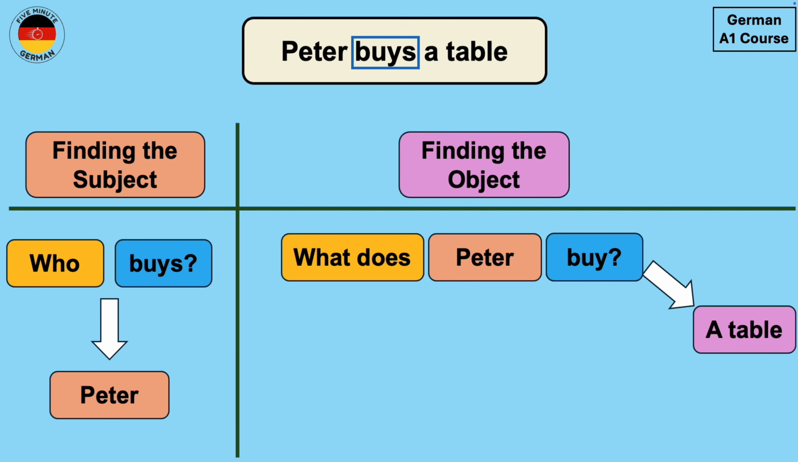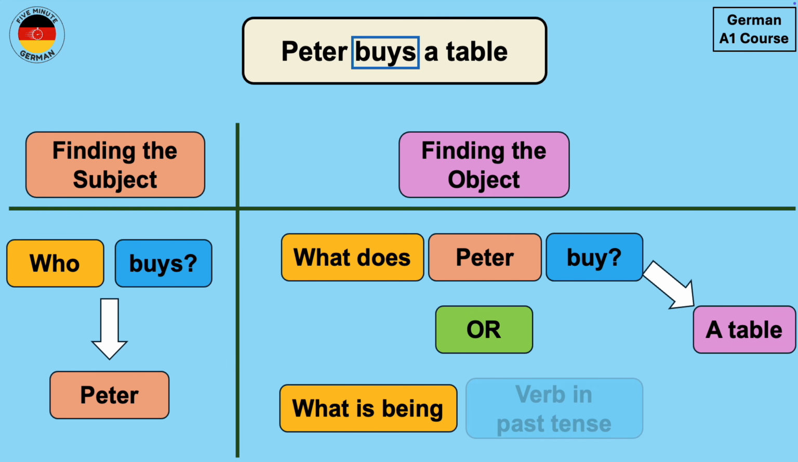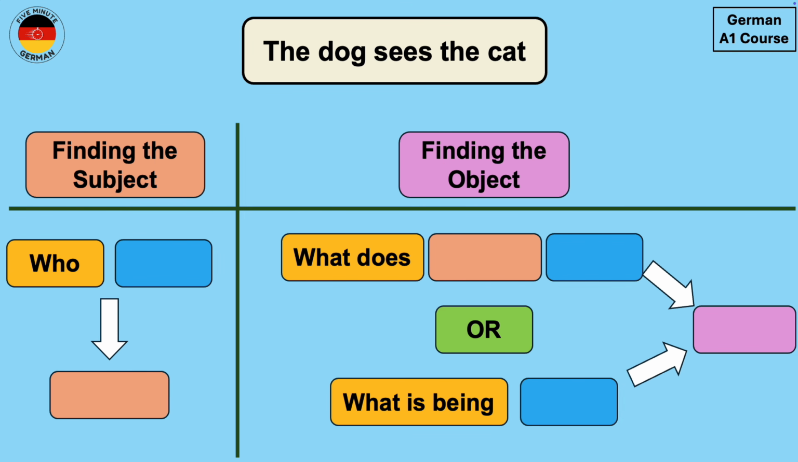There is another way that you can also find the object, and that is you say what is being, and then you add the verb in past tense. So in this example, we will say what is being bought, and we know that a table is being bought. So a table will be the object. So these are 2 different ways of how you can identify or find the object in a sentence. You can use whichever way you prefer. In some cases, it is difficult to know what the subject is, and then you can use the second way to find the object.